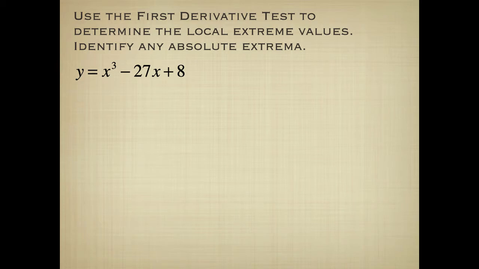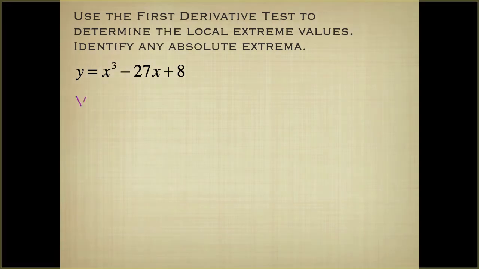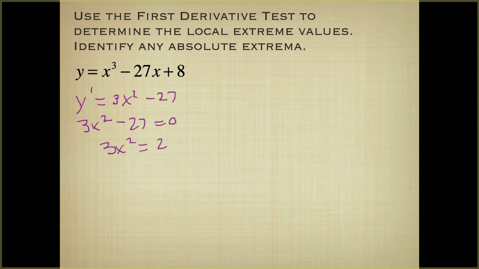Next, we're going to use the first derivative test to determine the local extreme values and identify any absolutes. So we take our first derivative. Y prime is 3x squared minus 27. We set it equal to 0, and when we do that, we get 3x squared equals 27. Divide by 3, x squared is 9, and x is plus or minus 3.